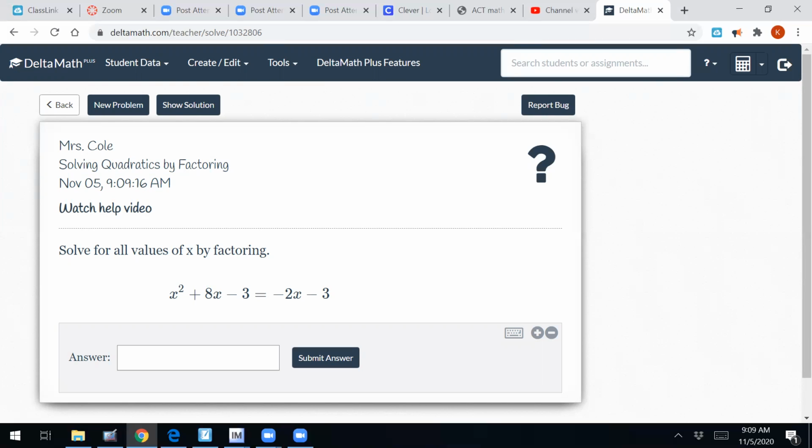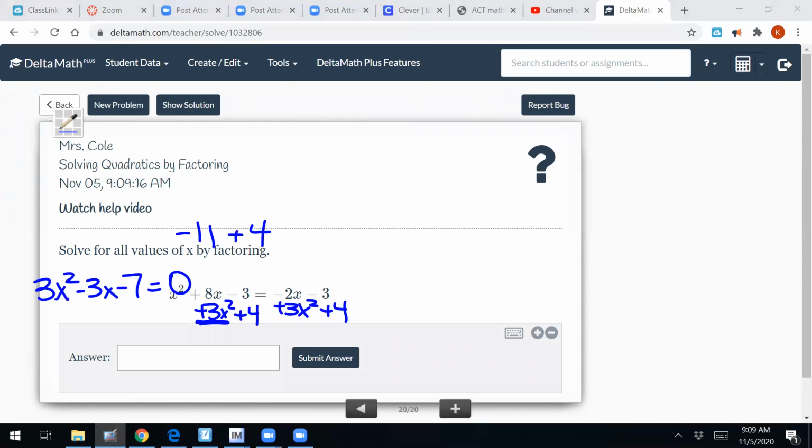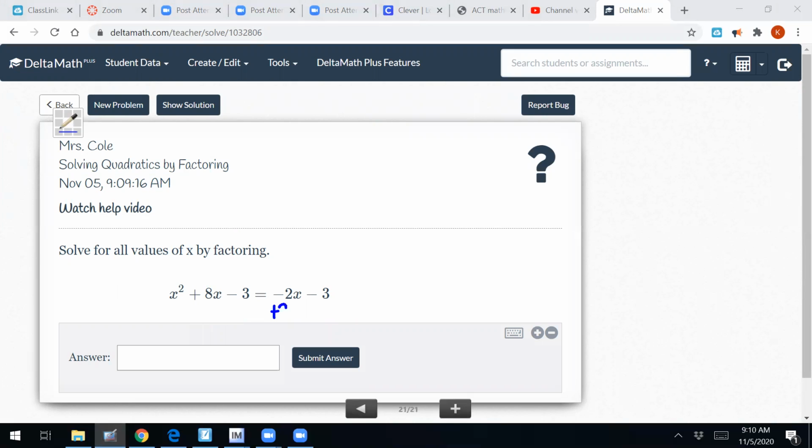And then I'm going to add 2x. And when I add it to the other side, I'm going to stack it with its like term. So I'm going to stack it right underneath 2x, 8x, because those are family members. And then plus 3, I'm going to put it with minus 3. So that cancels, that cancels. So now we have x squared plus 10x equals 0, right?